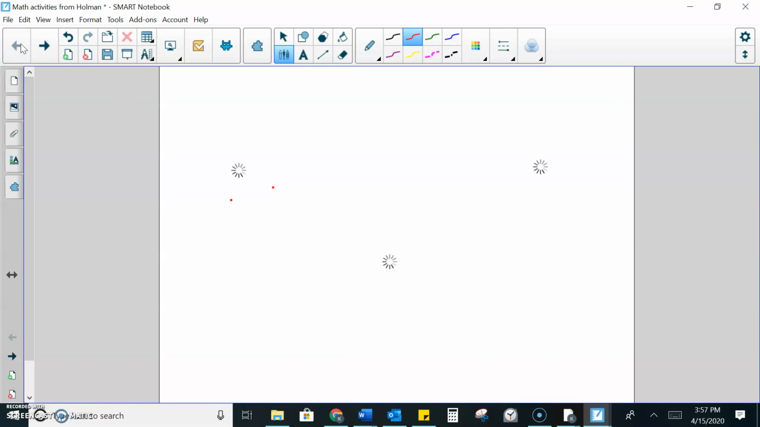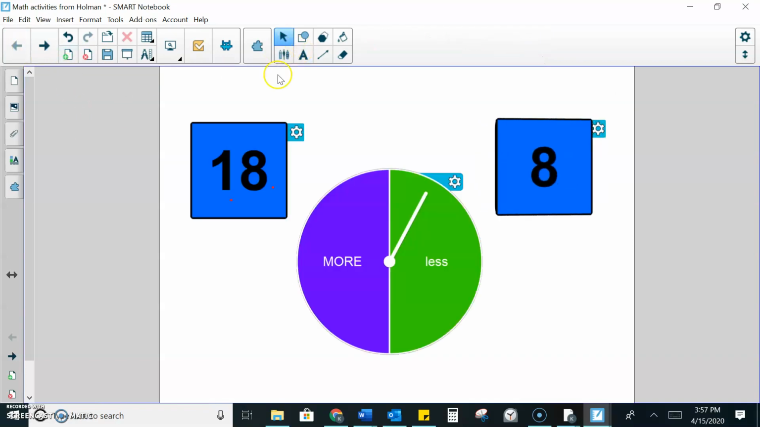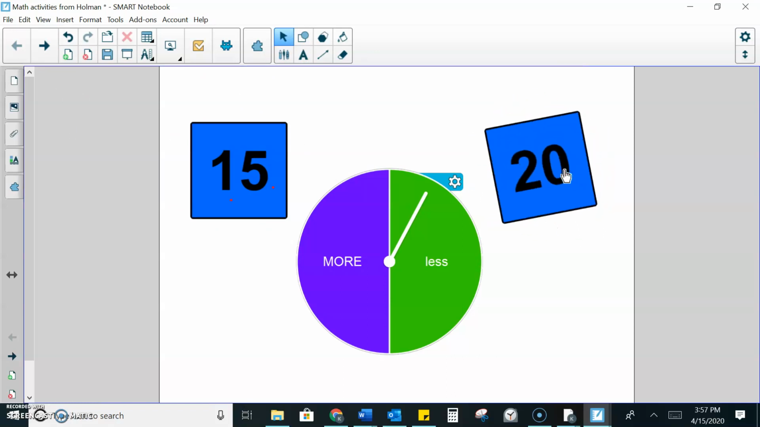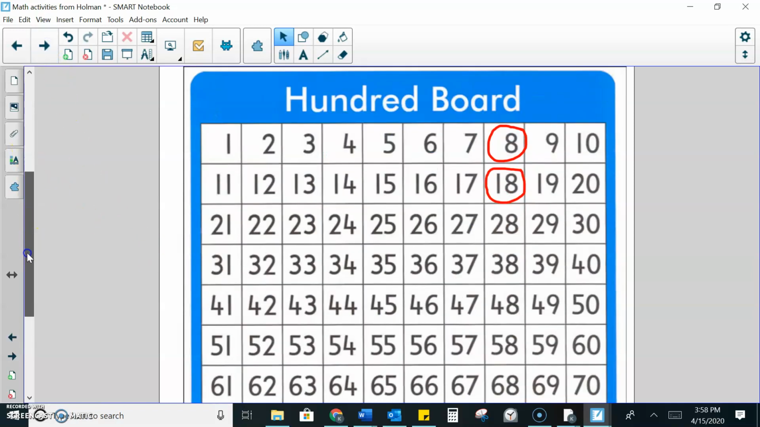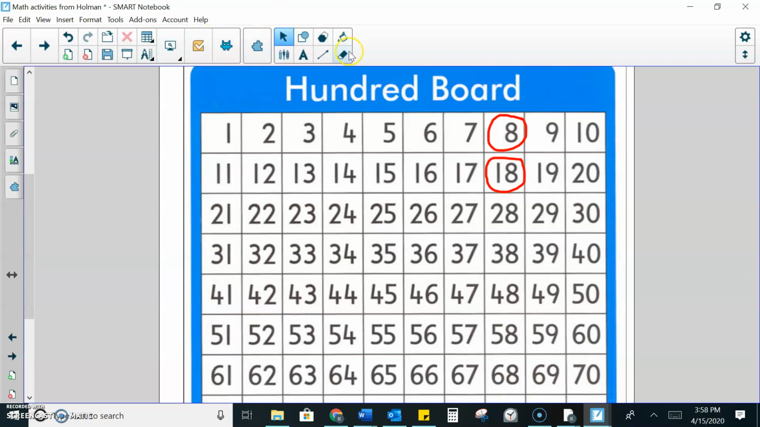Here we go. Okay, we're going to spin our dice. Good. What's that number? Ooh, and what's that number? Good. We have the number 15 and the number 20. Now let's spin our spinner. Okay, and it landed on more or less. Which one? More. Good job. Okay, so let's go find our hundreds chart and let's compare on our hundreds chart.